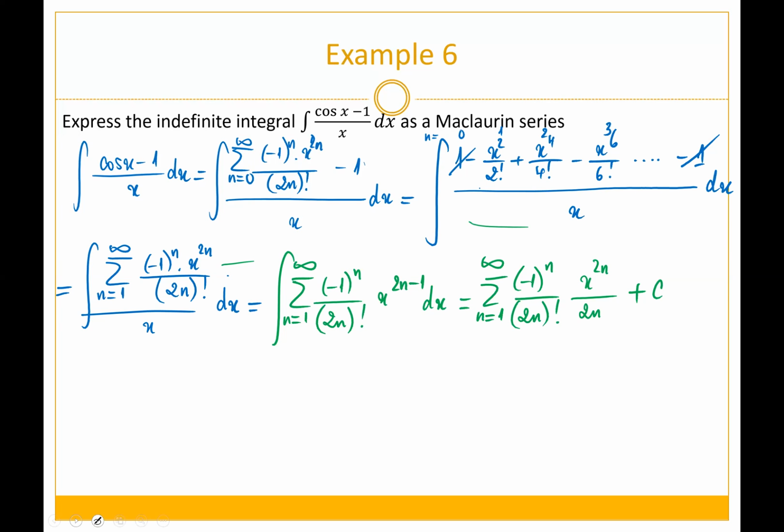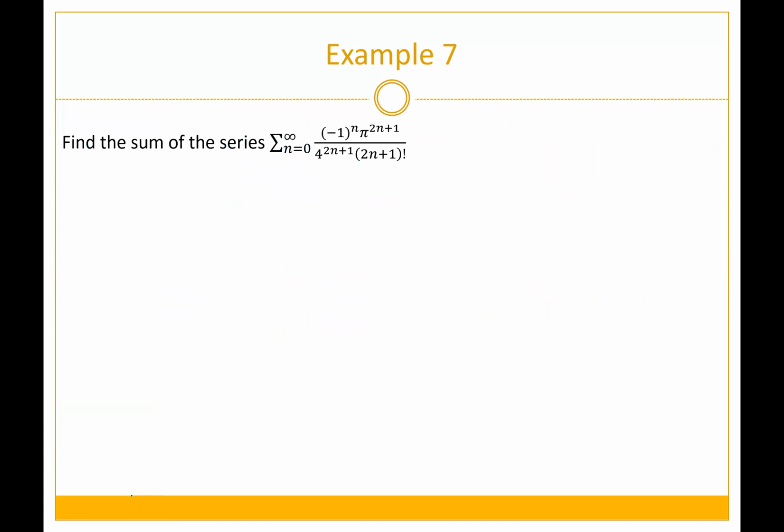So let's go to example 7. Find the sum of this series. And so this is kind of the same thing. You try to put it into the function, knowing some of the power series. So here you see the power of 2n plus 1, and then you have -1.